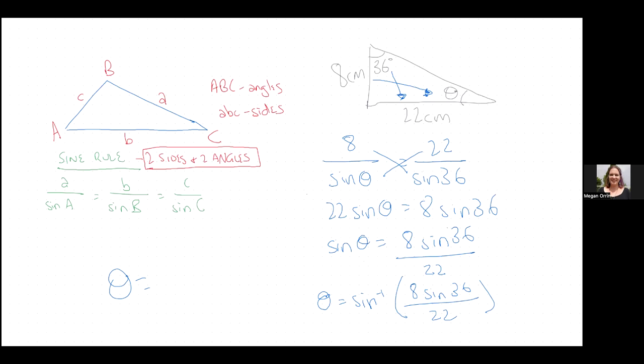Over 22. All right, guys, everyone should be typing this in so that you make sure you get the same answer as me. Sine inverse, 8 sine 36 over 22. All right, you should get 12.34. If you don't get that, you're not typing it in right. How are you getting a syntax error?